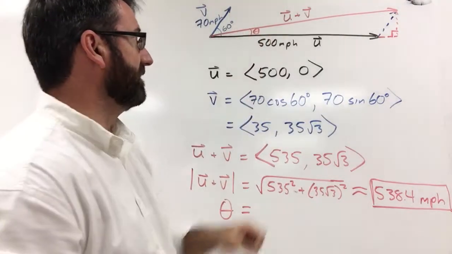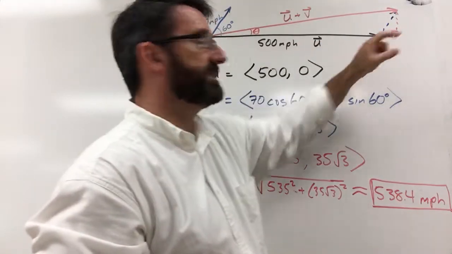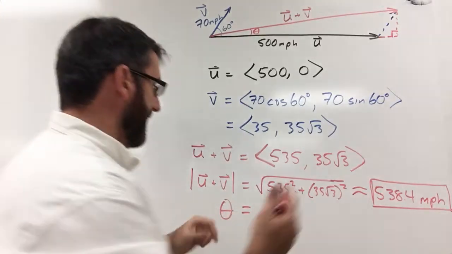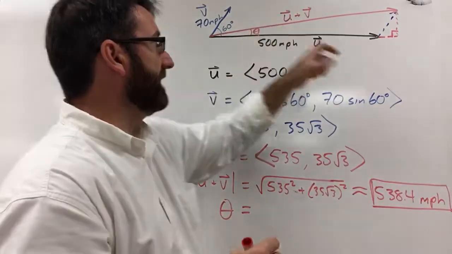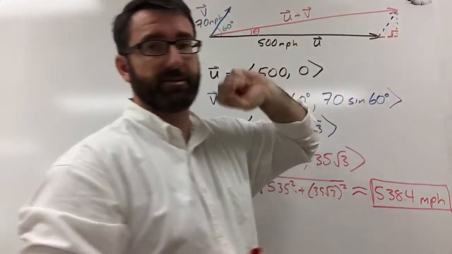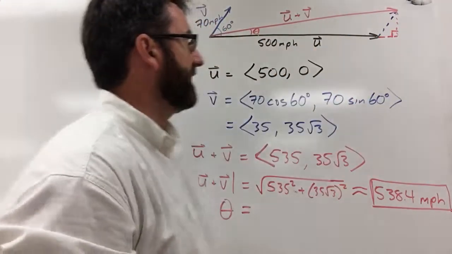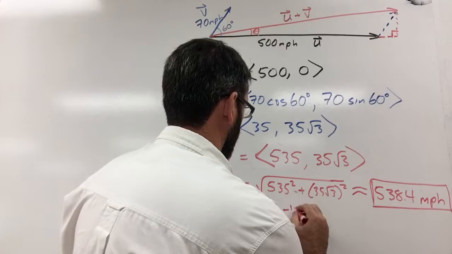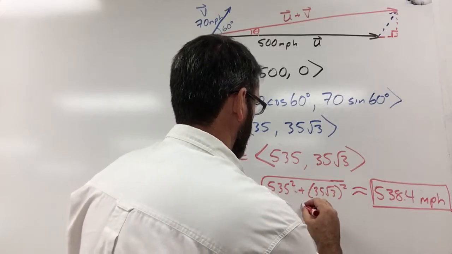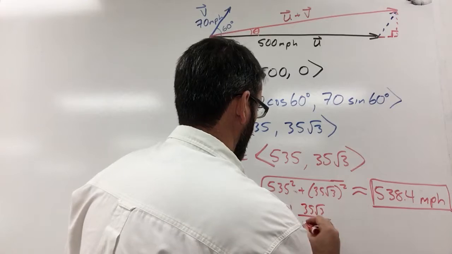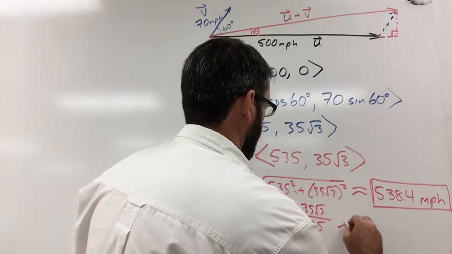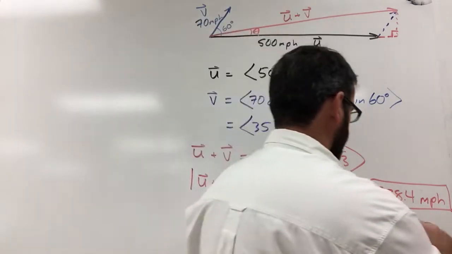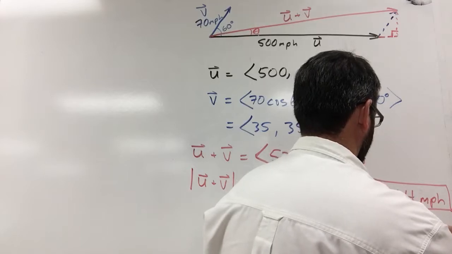All right, and now the angle. Notice that we know the adjacent side of that angle and we know the opposite side. So the tangent of theta is going to be equal to the opposite side, which is 35 square root of 3, over the adjacent side, which is 535. So theta is going to be the inverse tangent of 35 square root of 3 over 535. And that's approximately equal to 6.5 degrees, and that's north of east.